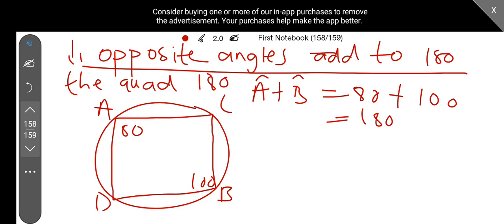Okay, so make sure you're able to do it. It's the first condition. If opposite angles add up to 180, therefore the quadrilateral is cyclic. Sometimes they will tell you that it is a cyclic quad, even if they don't tell you, I'm telling you, if you see 4 points touching the circle, then it's a cyclic quad. Don't wait for them to tell you, but they must and they will.